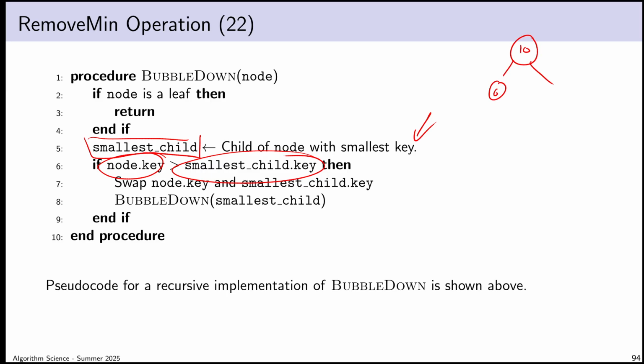So if I've got this situation here, the smallest child contains the number 6, and if we discover that the 10 is greater than 6, well, that means we have to do a swap. So we move the 6 up and we move the 10 down. And then once we're done with the swap, we call bubble down on the child. So I've swapped keys, which means that the smallest child node is still in the same position, but now has a new key. And so I perform bubble down to propagate the key further if needed.